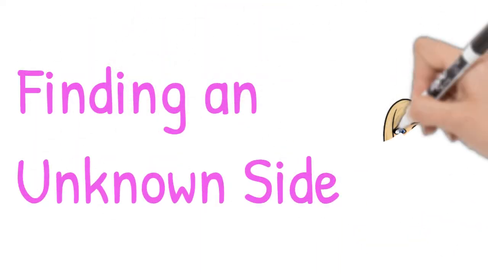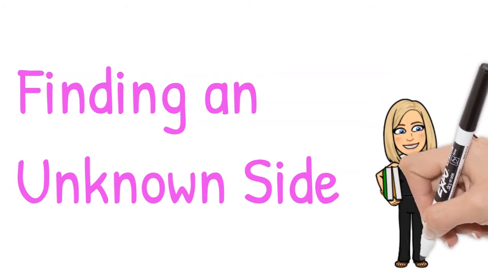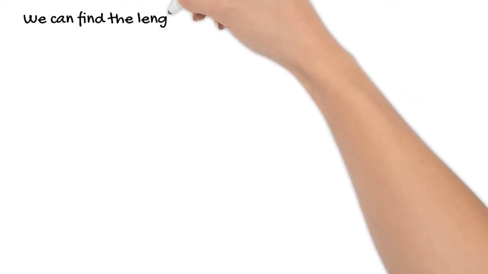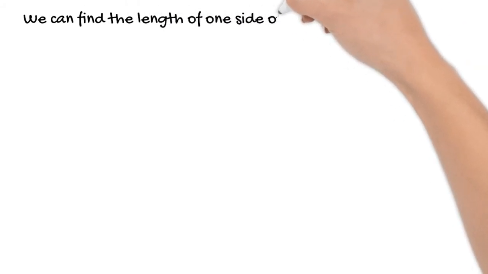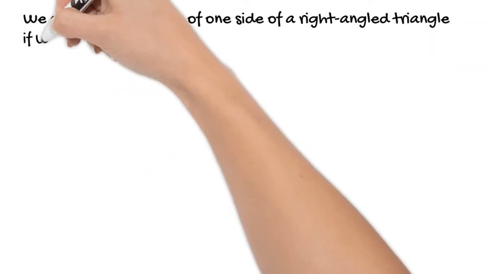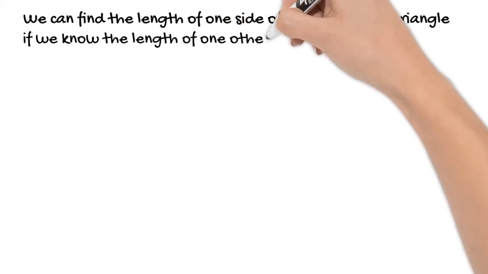Welcome back. Today we're going to have a look at how to find the length of an unknown side using trigonometry. So we can actually use trig to find the length of one side of a right angle triangle if we know the length of at least one of the other sides and one of the other angles. So obviously not the right angle.